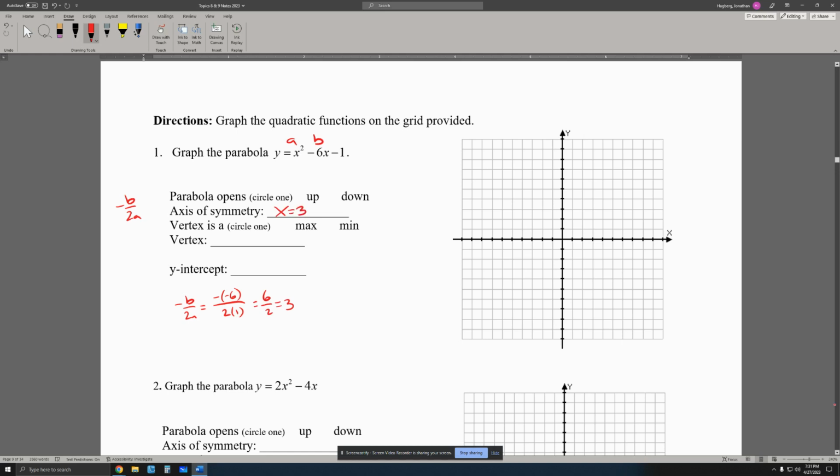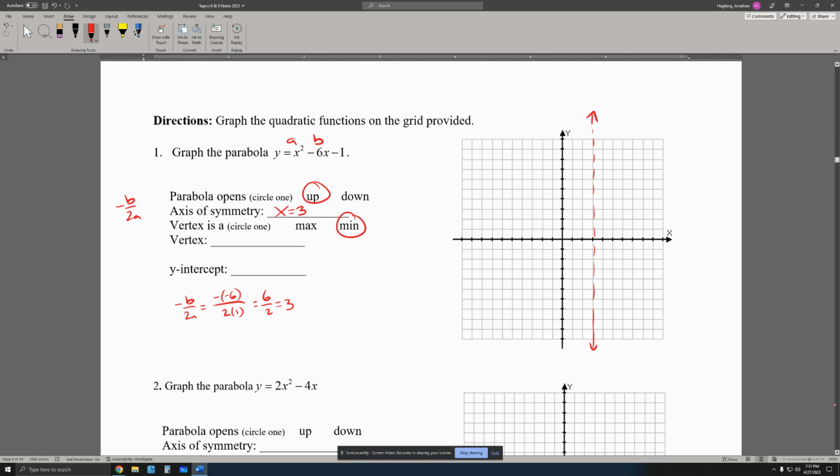I almost forgot. I noticed that this parabola opens up because a is positive. The leading coefficient is 1. It's positive 1. So automatically, we have x equals 3 as our axis of symmetry. We can go ahead and sketch that in right now. The vertex, because this opens up, we know that the vertex is going to be a minimum.